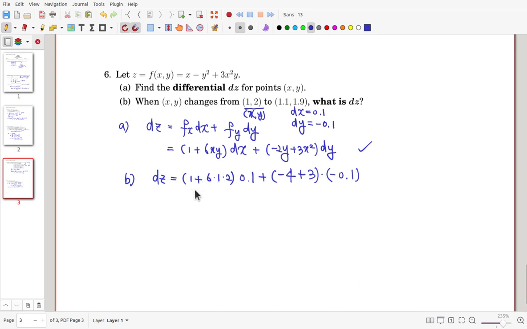From now on, it is quite easy. That is 13, so 1.3 times 0.1. Now that is minus 1, and the second part will be 0.1. So it is 1.24. Okay, that's the final answer. Okay, this is the end of the review. Thank you.